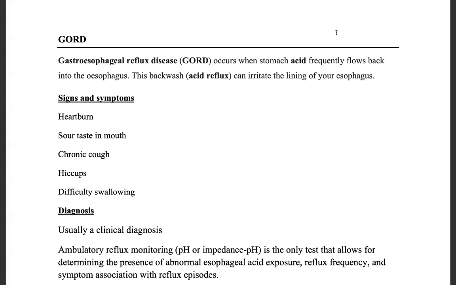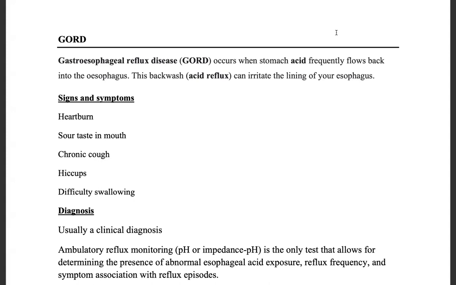Usually in normal people, there is some amount of reflux. It is a small amount actually. But when large amounts of reflux happen due to these frequent relaxations of the esophageal sphincter, there is an acid reflux, and that reflux itself can irritate the lining of your esophagus.